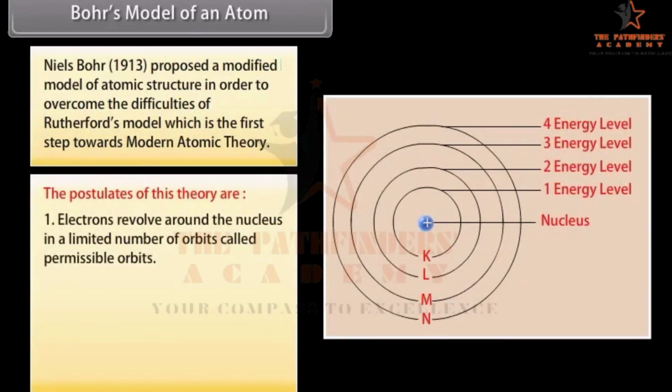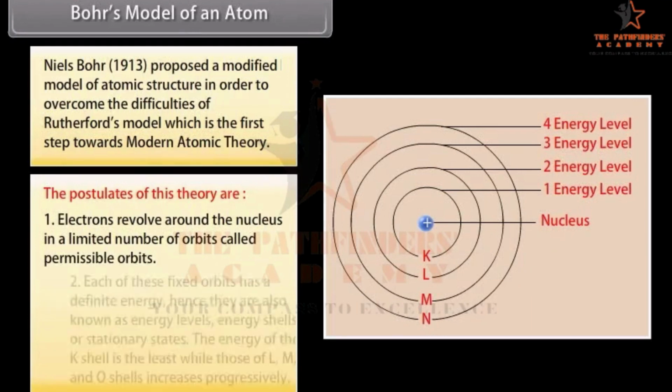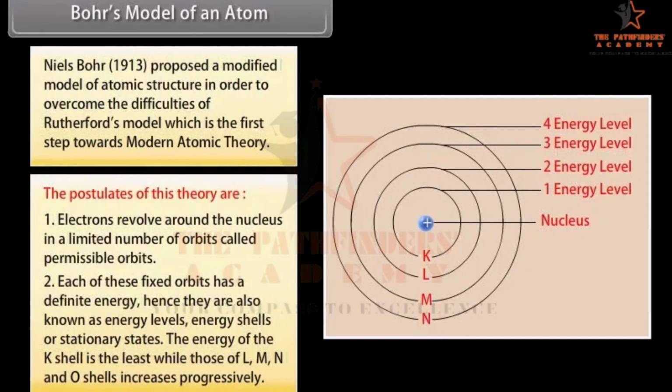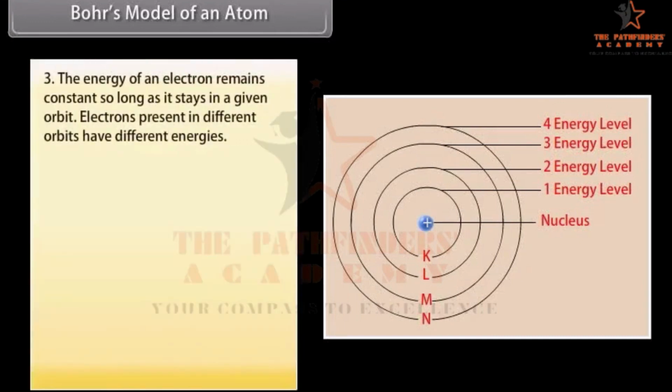Electrons revolve around the nucleus in a limited number of orbits called permissible orbits. 2. Each of these fixed orbits has a definite energy, hence they are also known as energy levels, energy shells, or stationary states. The energy of the K shell is the least, while those of L, M, N, and O shells increase progressively. 3. The energy of an electron remains constant so long as it stays in a given orbit. Electrons present in different orbits have different energies.